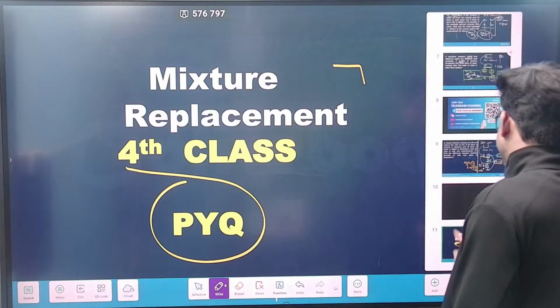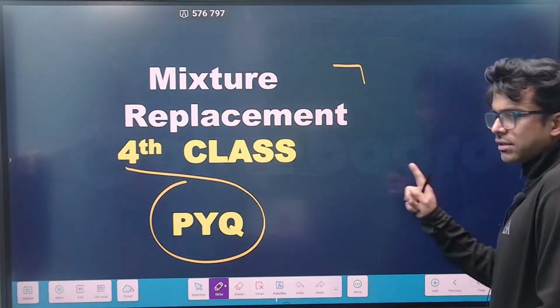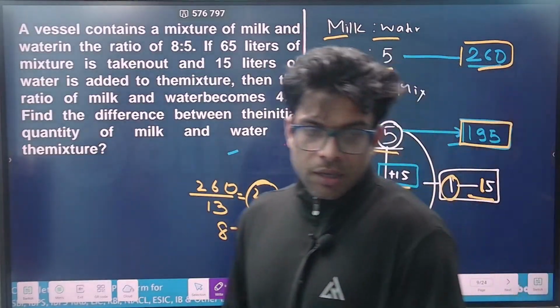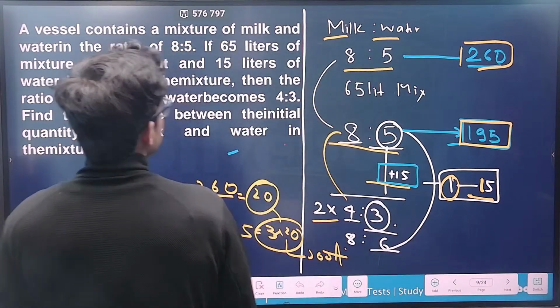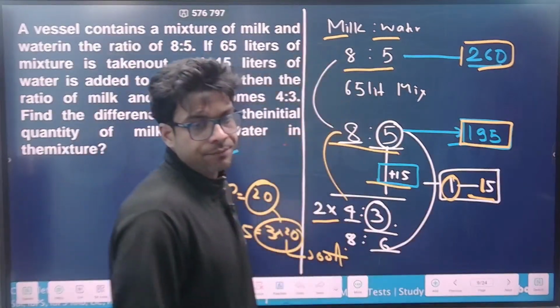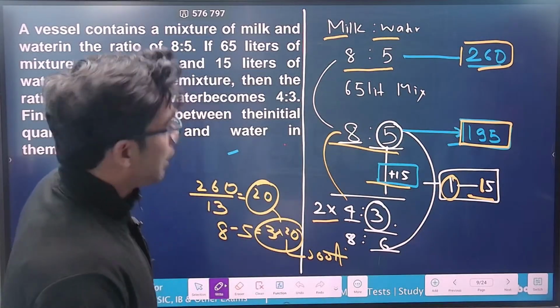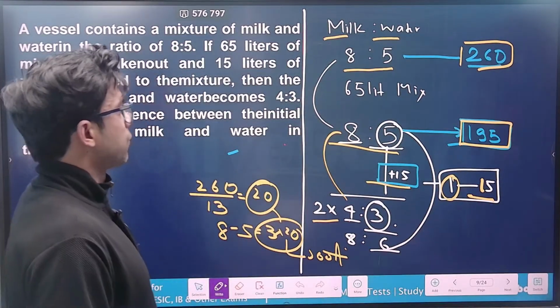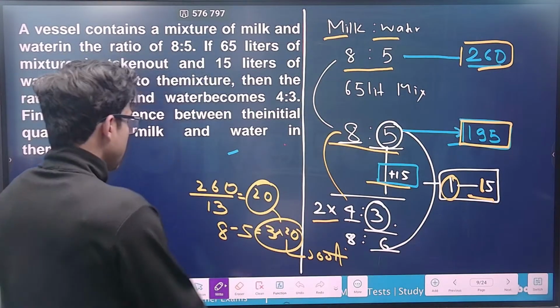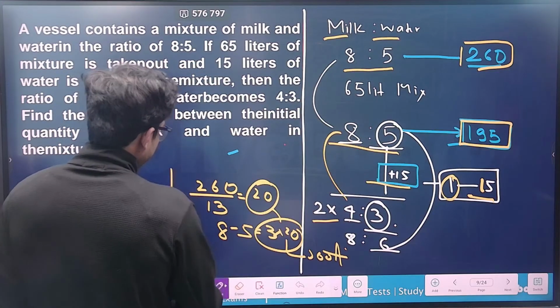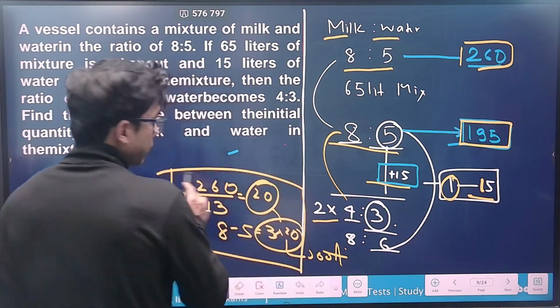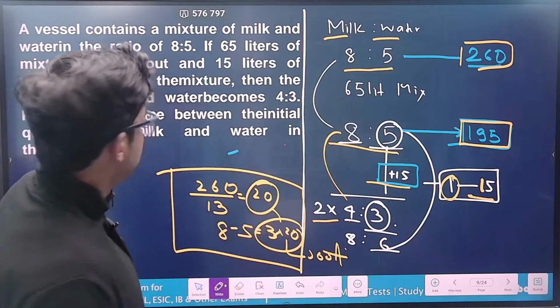In the previous class, the one I took in the morning, I explained this question. This question was quite simple. As you can see, I think most of you have done it. If not, let me do it once for you. This was the question we did, and I hope everyone understood. If not, let me explain again so that you can get this.